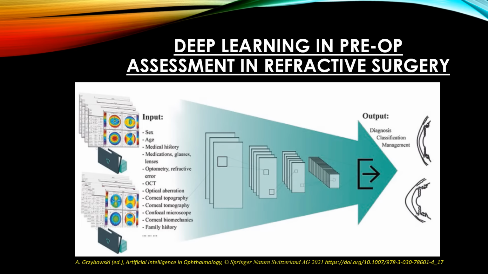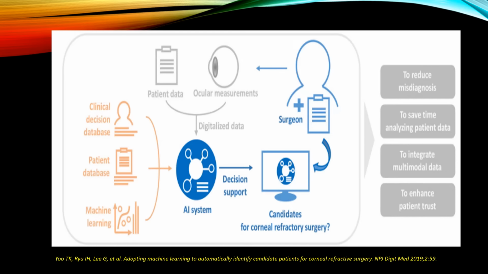So on the basis of this, we run a number of algorithms on AI, and the output which comes in the form of diagnosis, classification, and management is assessed. So on the basis of that, we are able to take a call on what kind of surgery is most patient suited and should be done. So why it helps us here is because, firstly, we have to manage such a huge clinical decision database, and secondly, to reduce the amount of errors, to reduce the misdiagnosis, to save time analyzing patient data, to integrate multimodal data, and also to enhance patient trust in the management.